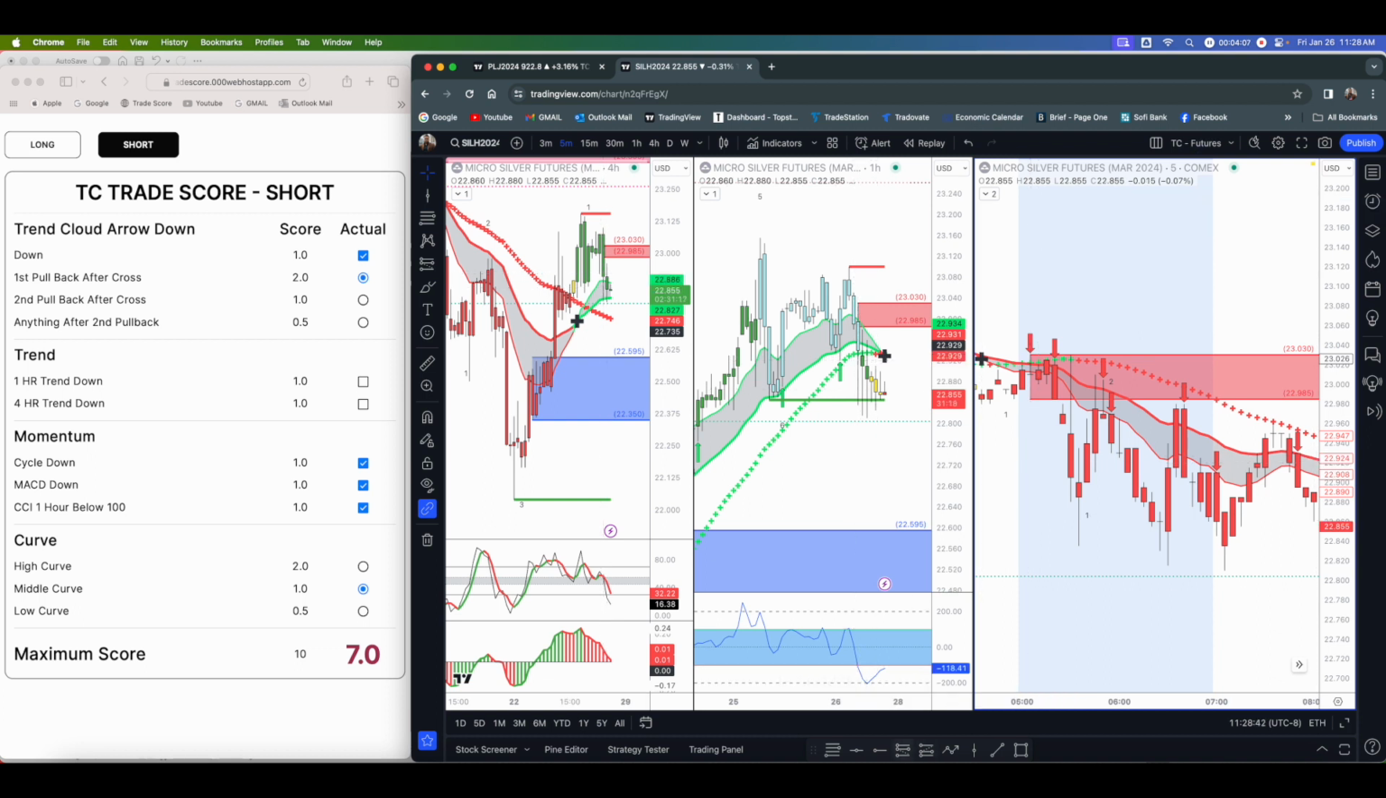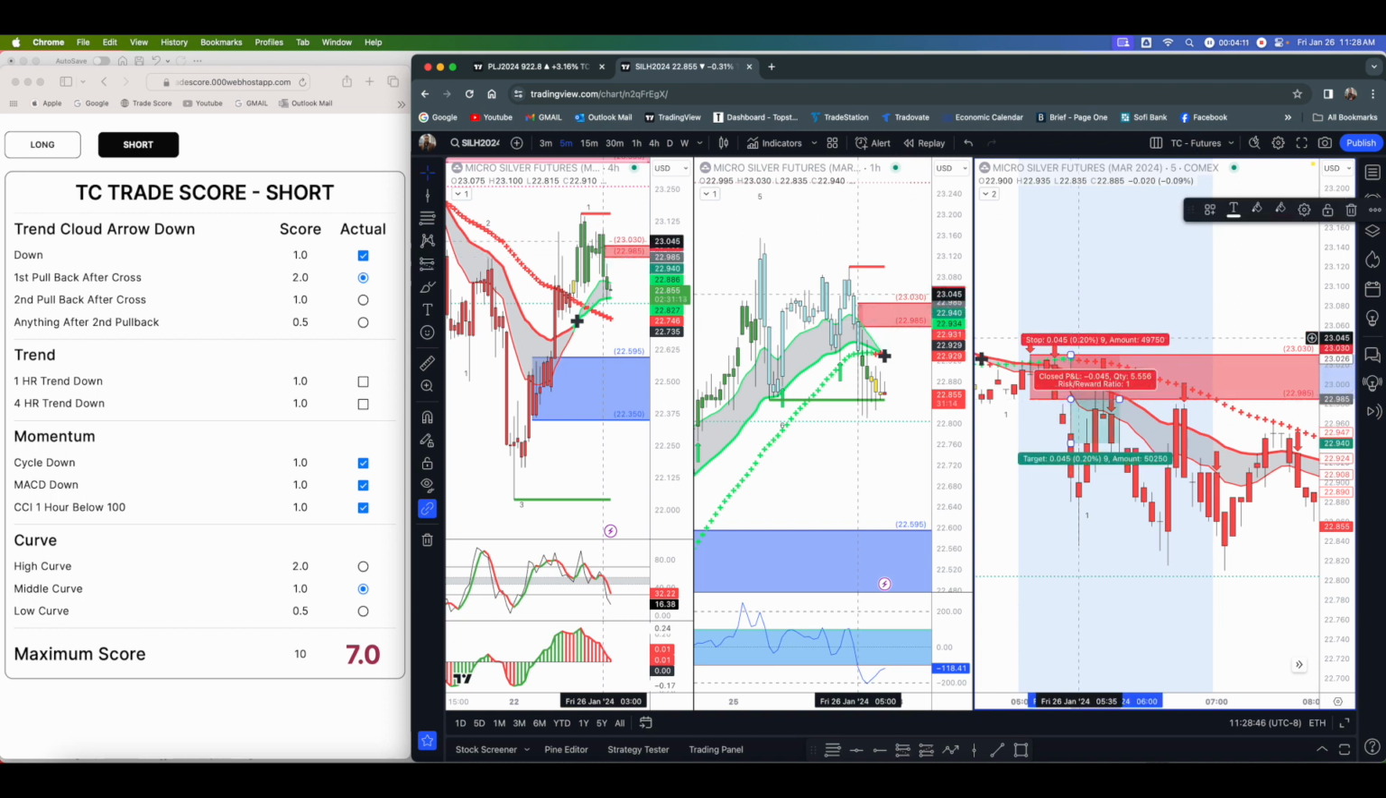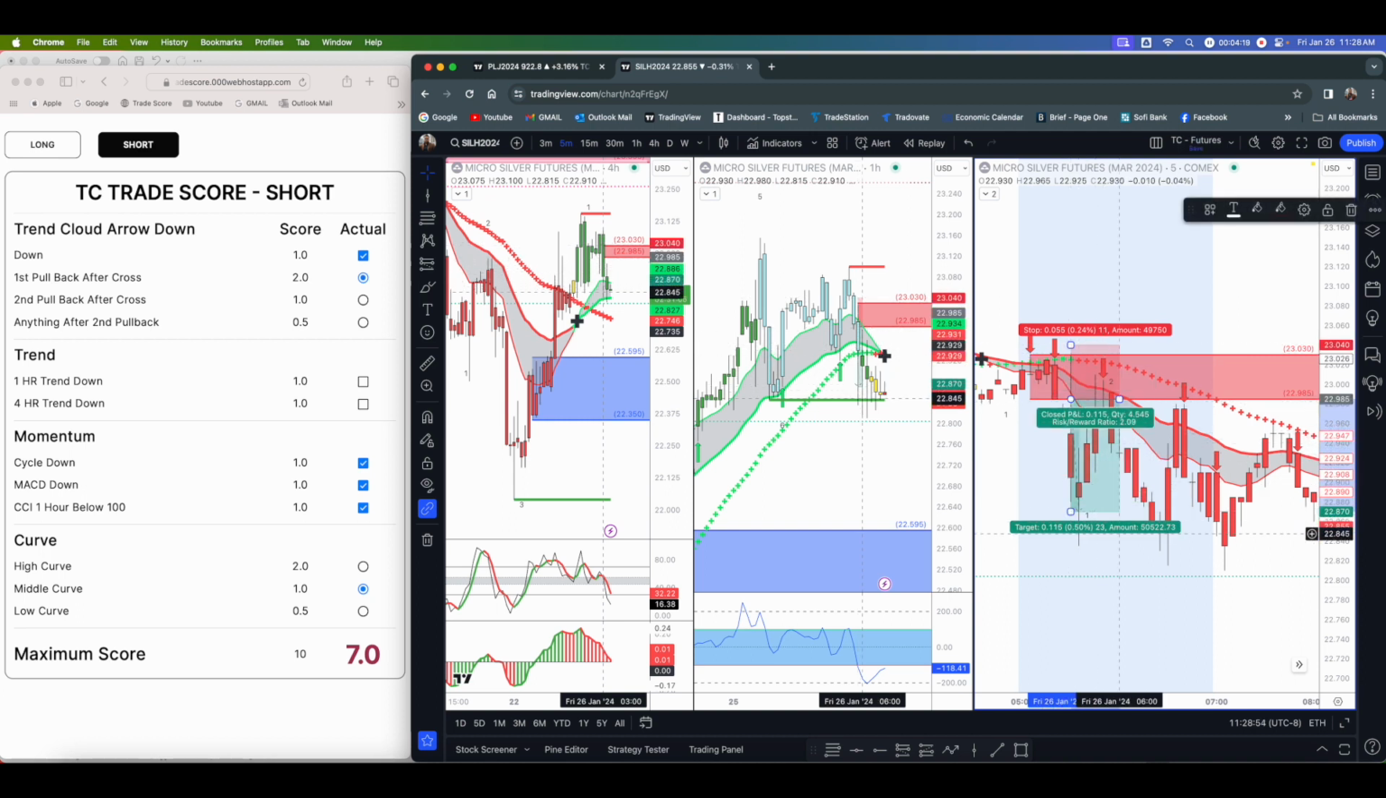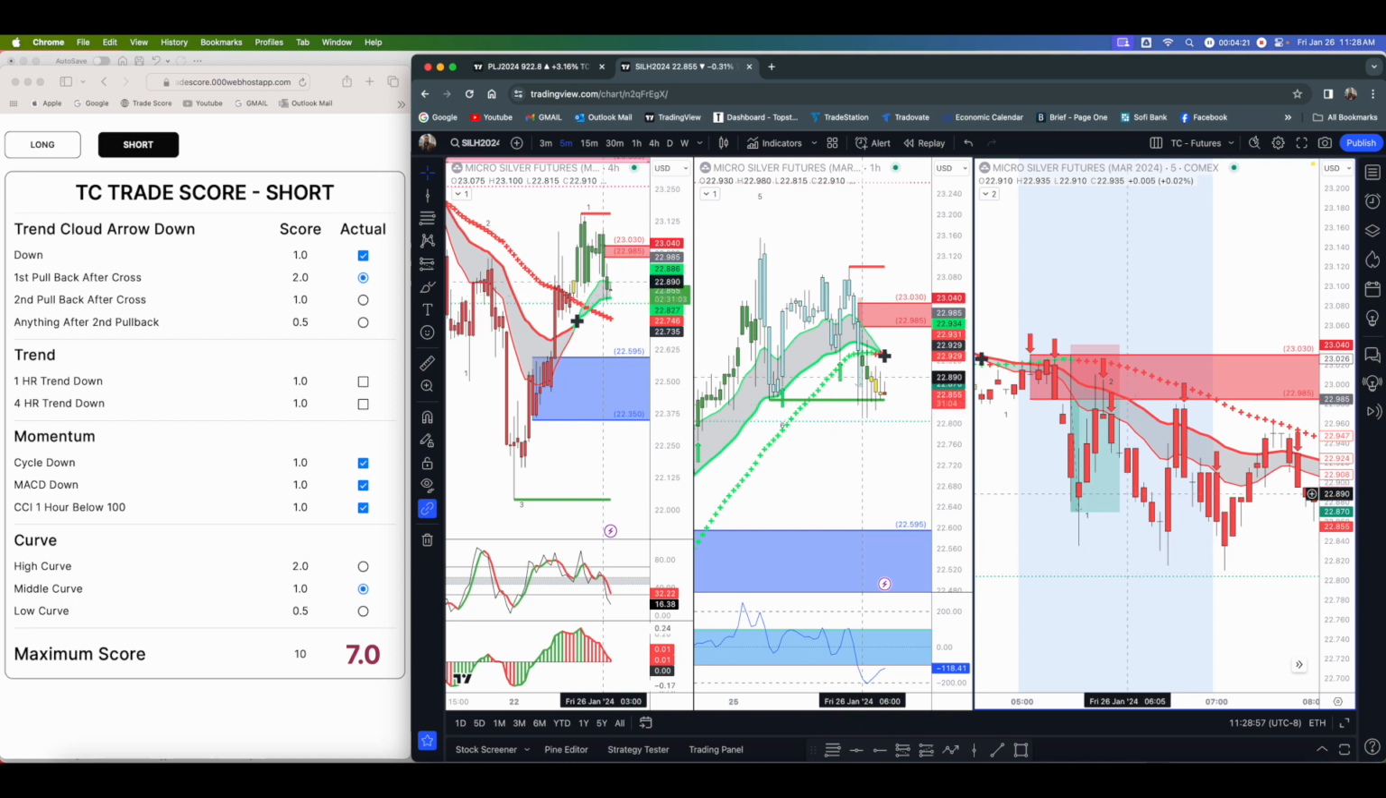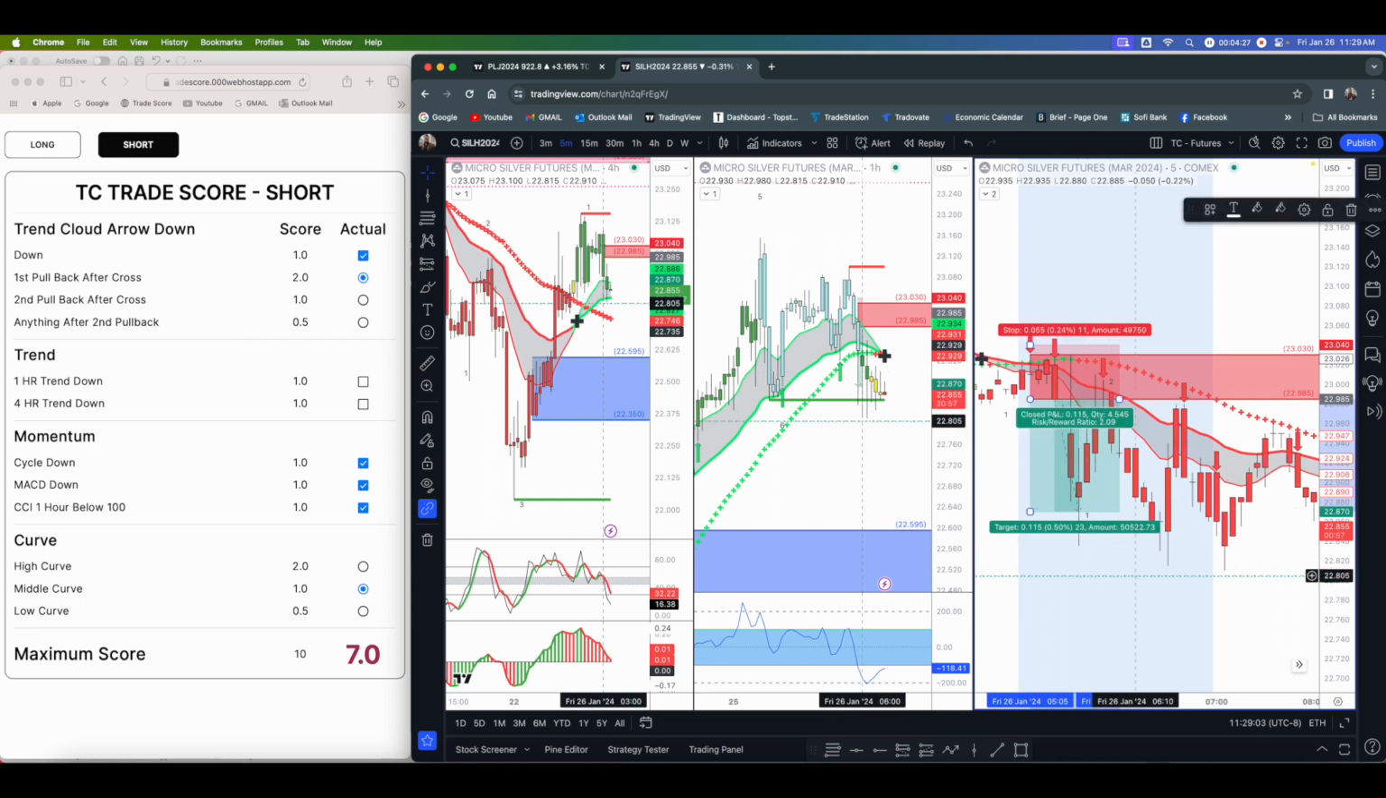I used this here. I entered here at 22.985. For silver, I put 2 ticks above, and then it was the retest. So that was my 2.0 just by the retest of that. So I entered here, and you can see it's already 2.09. So this is where I made my 2.0 this morning.